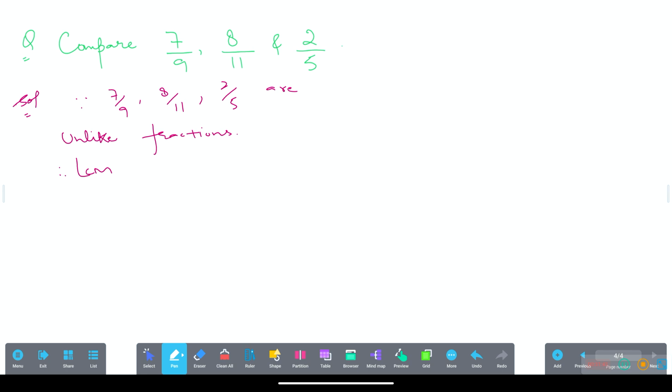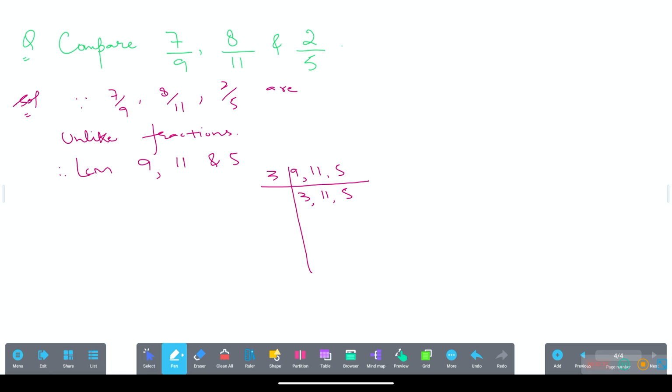When you take the LCM of the denominators, that's 9, 11 and 5. I've told you the process in the previous example. Make a square and write 9, 11 and 5 on the top of it. Starting with the table of 2, none of the numbers comes in the table of 2. Now 3: one of the numbers comes in the table of 3, that is 9. 11 will come as it is and 5 will come as it is.